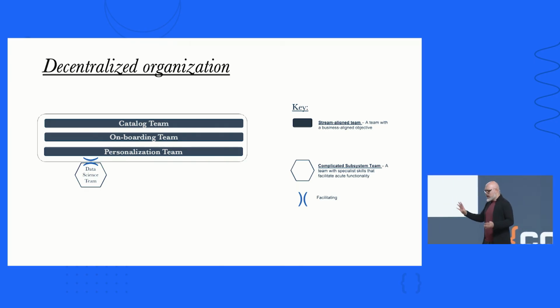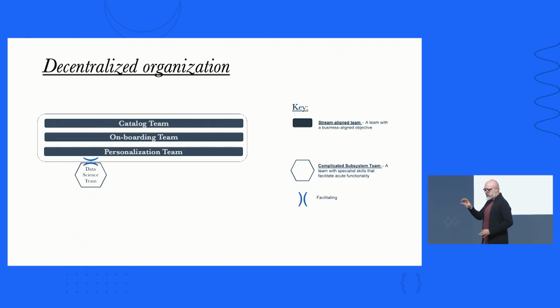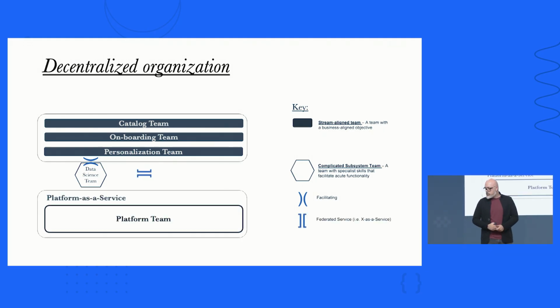So if I want to create a personalization service with an ML model that is owned by the data team, I can easily send the clickstream information from any value stream into a landing zone that then will be picked up and analyzed and so on. So this is a complicated subsystem team. The developers don't have to know about that.